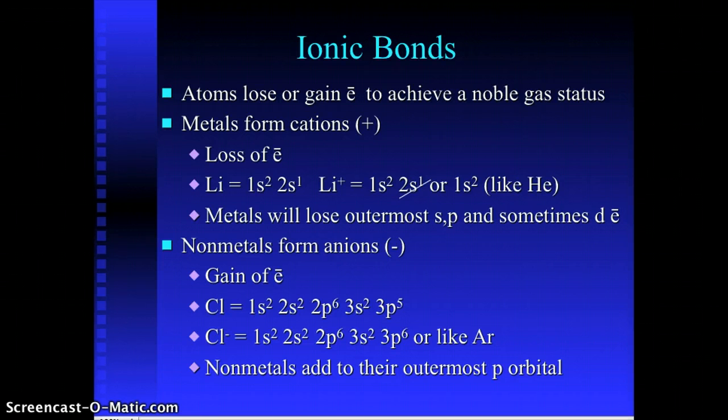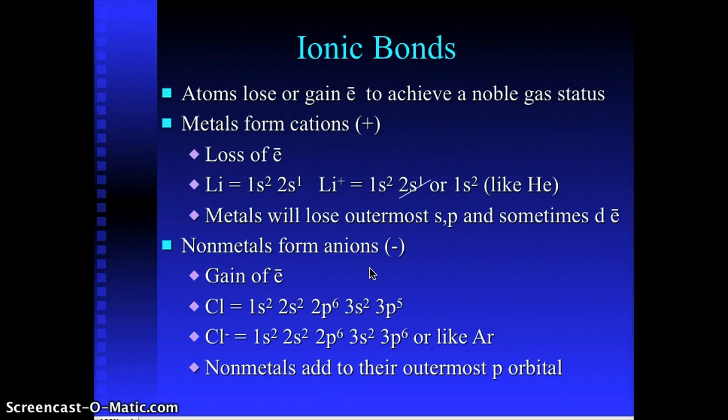An example would be lithium. Lithium's normal electron configuration is 1s2, 2s1. It loses just one electron to drop down to 1s2, and now it is like helium. So metals will lose these outermost s and p electrons primarily, but also the d's if they're in the d area, and that will cause them to have the noble gas status, be more stable, and then they'll be positively charged.